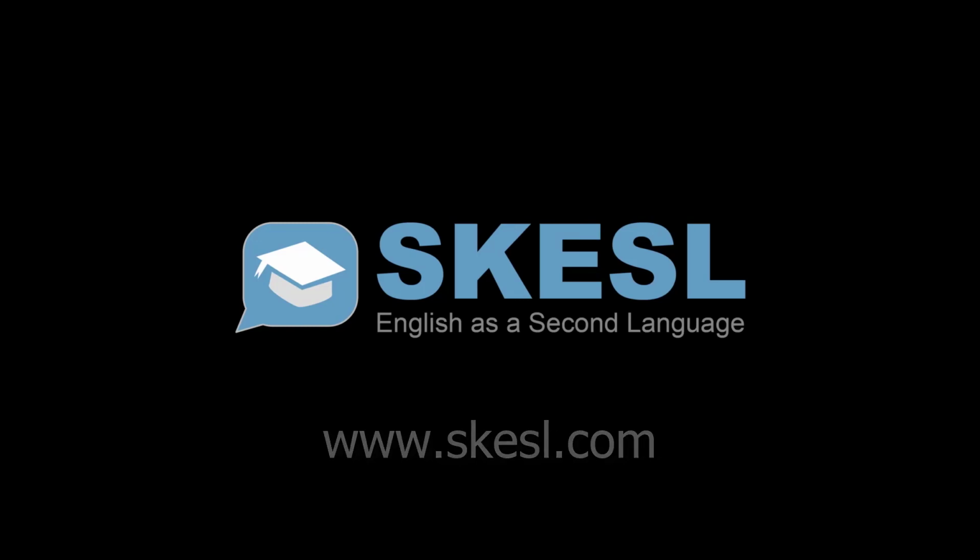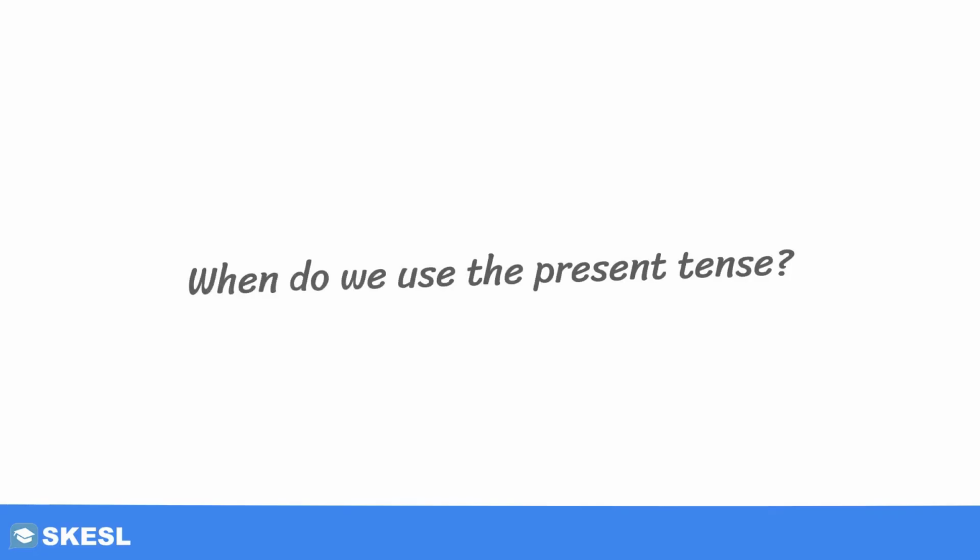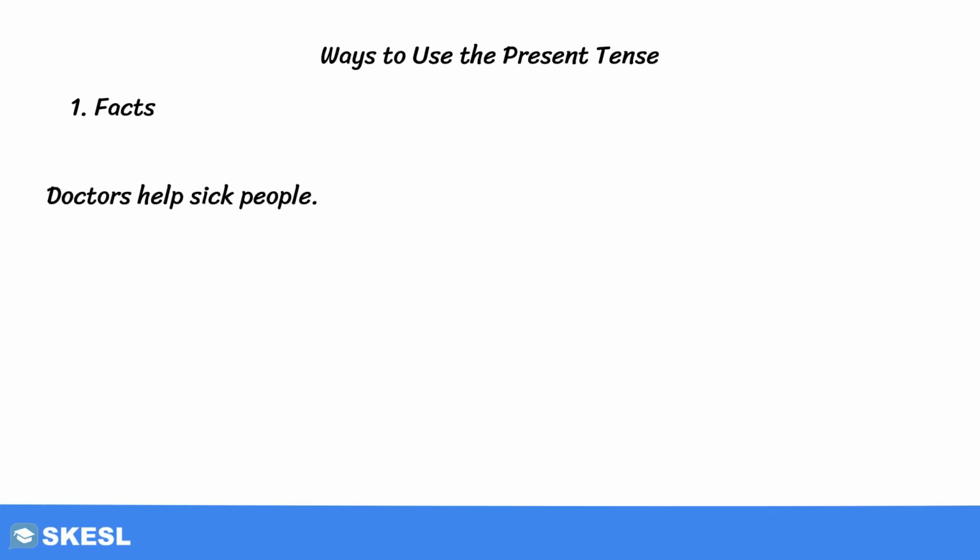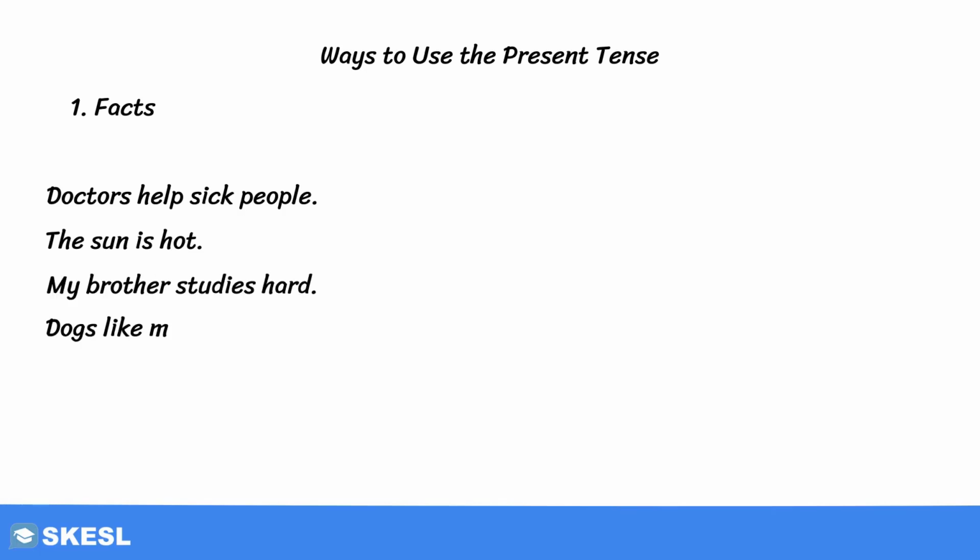When do we use the present tense? First, we use the present tense to talk about things that are always true or things that are usually or generally true. For example, doctors help sick people. The sun is hot. My brother studies hard. Dogs like meat.